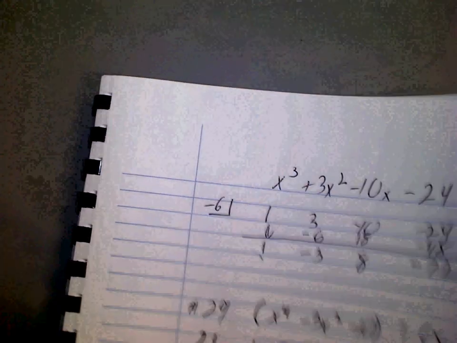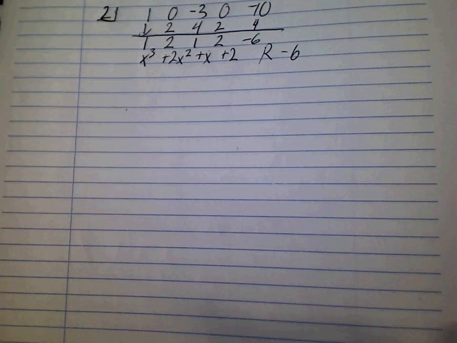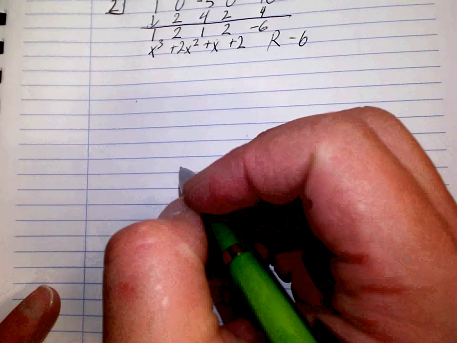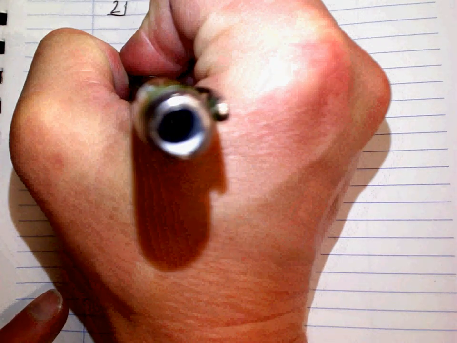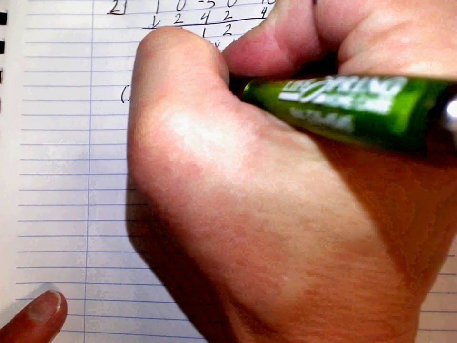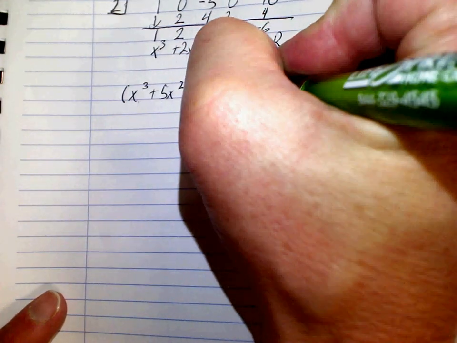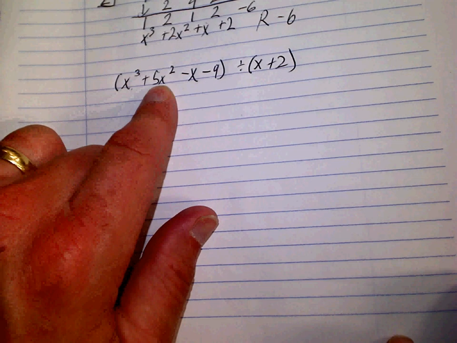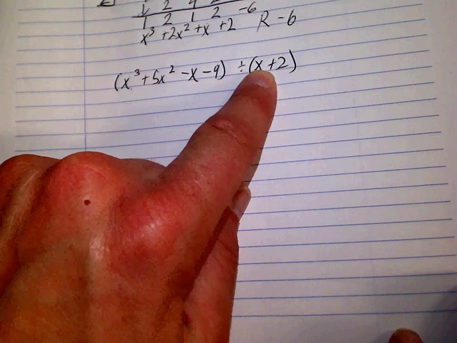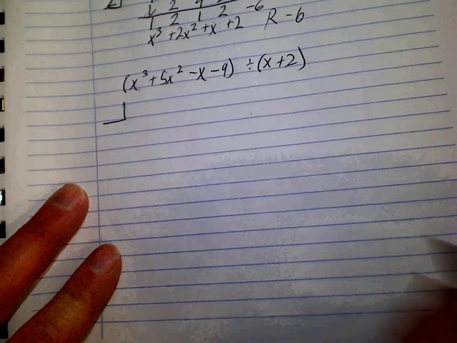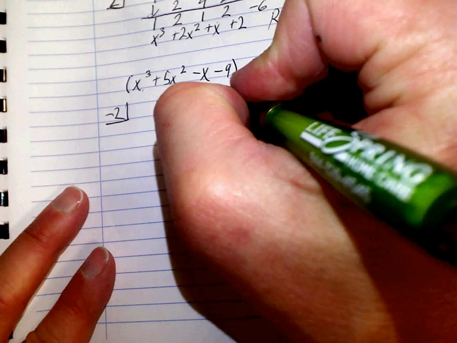Let's do synthetic again. I'll give you one out of your homework. You're asked to divide that polynomial by that linear binomial. What goes in the backwards L? Very good, negative 2. Bring the numbers out across here. We have a 1, 5, a negative 1, and a negative 9.